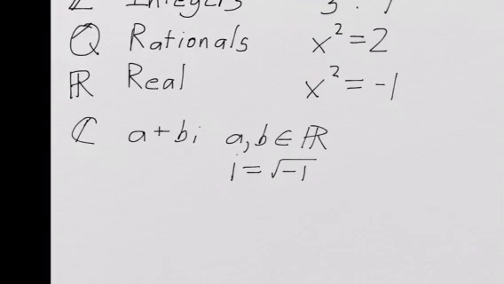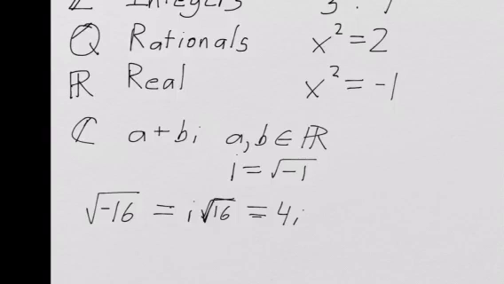So, an example of what we can do now that we have complex numbers to work with, I can talk about the square root of negative 16. Now, the one key we want to remember anytime we're working with square roots of negative numbers, first thing you need to do is pull the negative sign out and make it an i. So we have i times the square root of 16, which is going to be equal to 4i. So, now we have the ability to take the square root of negative numbers.